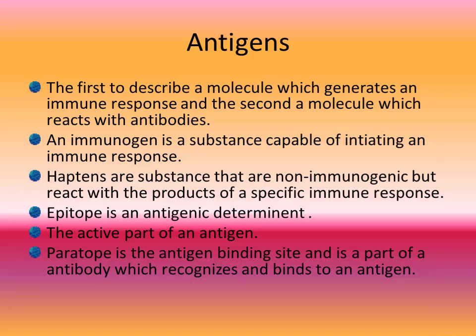And then the antigen has two sides, epitope and paratope. Epitope is an antigenic determinant, the active part of an antigen. Paratope is the antigen binding site and is a part of the antibody.